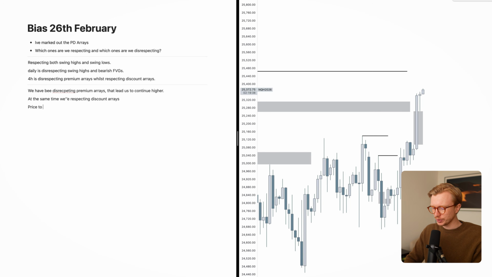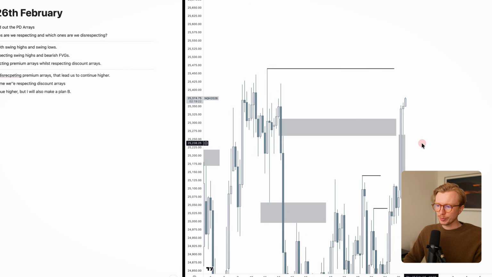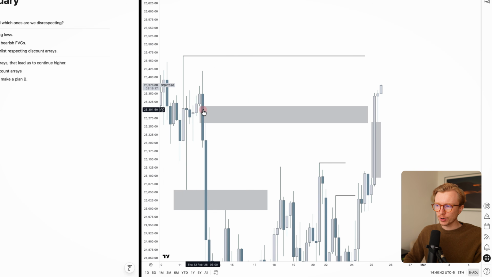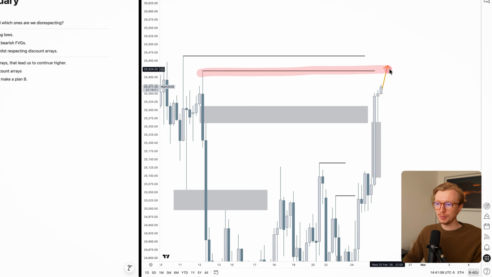So I expect price to at least continue higher, but I will also make a plan B in case that doesn't happen. So for example, right here, we are most recently trading into this bearish fair value gap. We understand if we are going to disrespect this bearish fair value gap right there, then what is the next likely move? Disrespecting a premium array leads to a move towards the next premium array, those swing highs right there. So the first possibility that I'm going to mark out is disrespecting this bearish fair value gap. That will likely lead to a move to the next premium arrays right here. And once we reach those premium arrays, again, we reevaluate.